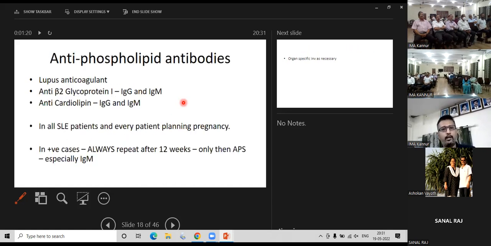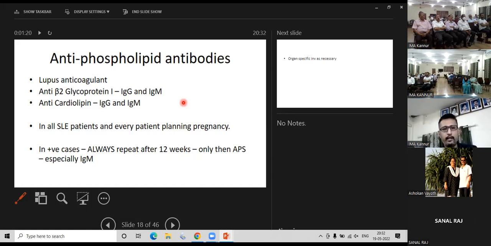Another important antibody that we should not miss is the antiphospholipid antibodies. In the laboratory chains that we see around, there are many tests which are considered as antiphospholipid antibodies. But when you want a proper evaluation for APS, always send it separately: lupus anticoagulant, anti-beta 2 glycoprotein 1 IgG and IgM, as well as anti-cardiolipin IgG and IgM.